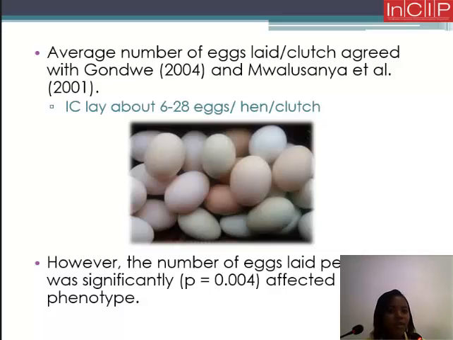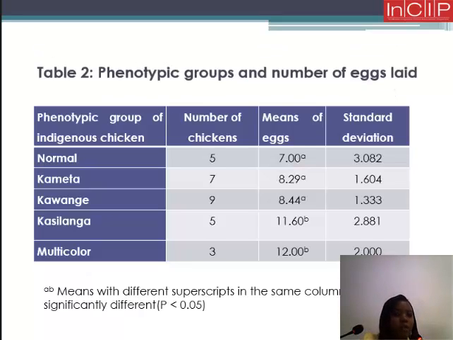However, the number of eggs laid per clutch was significantly affected by the phenotype. So that table shows the relationship between phenotype and the number of eggs laid. As you can see, Kamatikala, which gave a mean number of 12 eggs per clutch, was significantly different from Kameta and Kawanke. In other words, the means with different superscripts in that table are significantly different, as the p-value is less than 0.05.